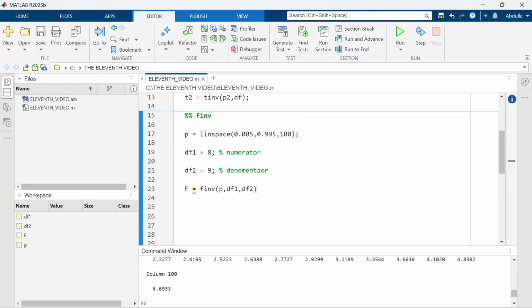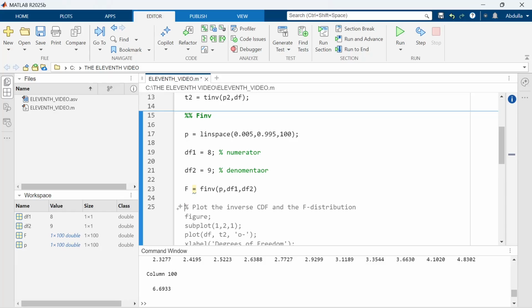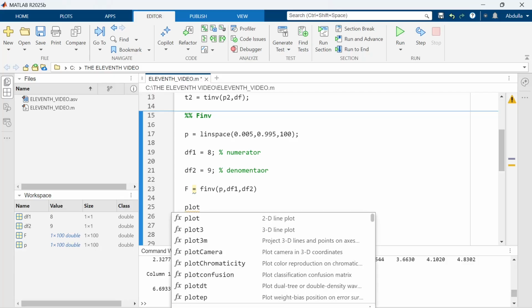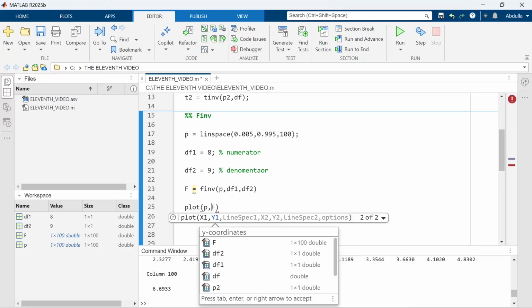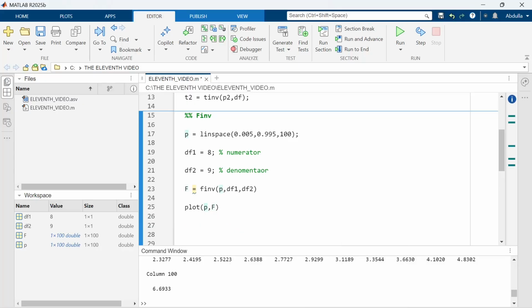So right now, if I press run, I get a column with 100 doubles as the linspace, as I said, 100 evenly spaced, with the 2 degrees of freedom. This might not be obvious, so I want to show these numbers in a plot because it's going to give more representation for my code. So let's plot this using P and F, where P is my probability values and F is my F inverse cumulative.